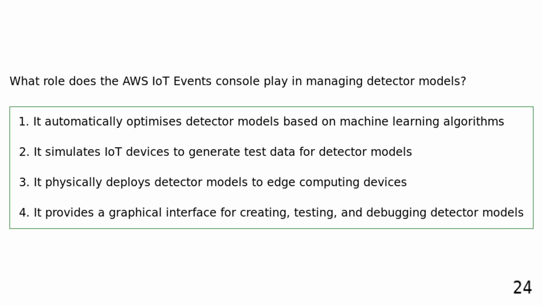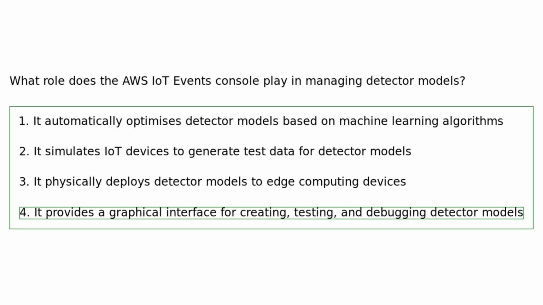What role does the AWS IoT Events console play in managing detector models? It automatically optimizes detector models based on machine learning algorithms. It simulates IoT devices to generate test data for detector models. It physically deploys detector models to edge computing devices. It provides a graphical interface for creating, testing, and debugging detector models. The AWS IoT Events console provides a graphical user interface that allows you to create, test, and debug your detector models.